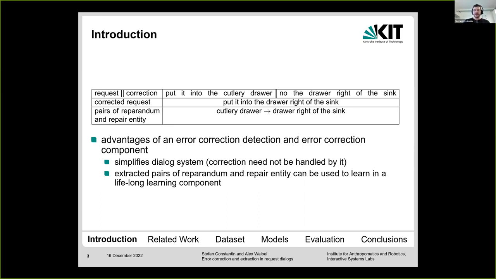There are two advantages to having an upstream component that can output a corrected request and the pairs of reparandum and repair entity. It simplifies the dialog system because the correction doesn't need to be handled by it, and the pairs of reparandum and repair entity can be used to learn in a lifelong learning component. To use such a component, an error correction detection is also needed and part of this work.